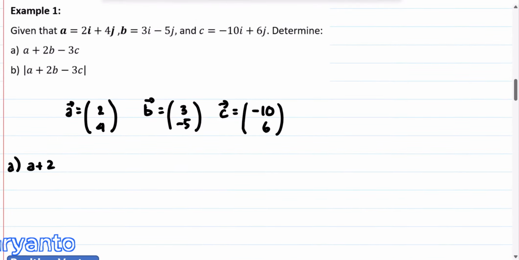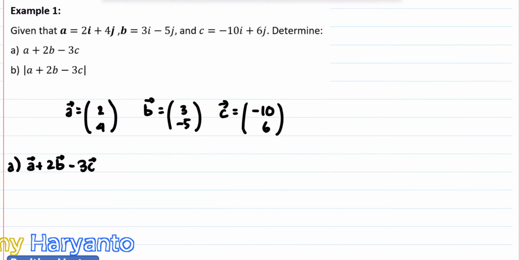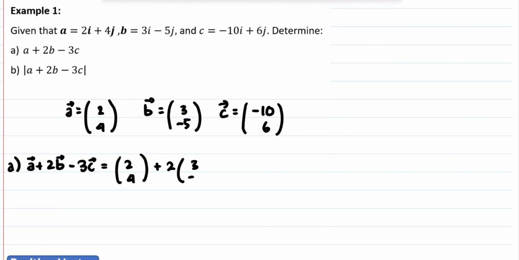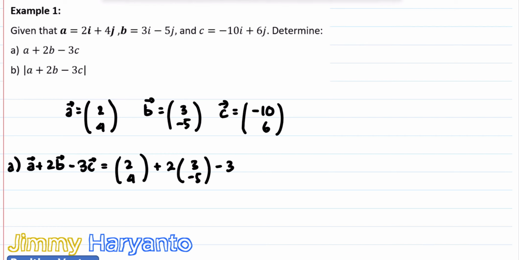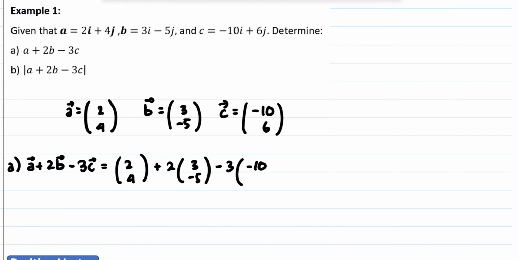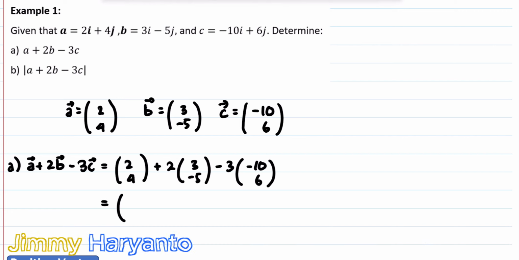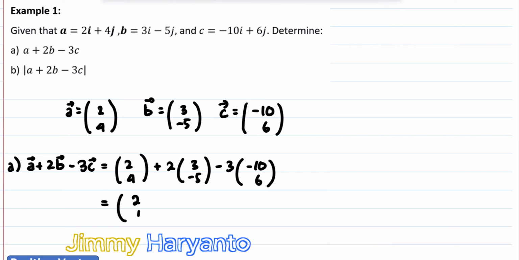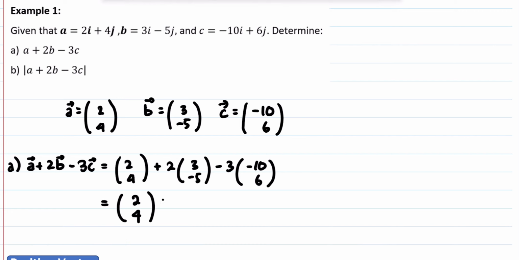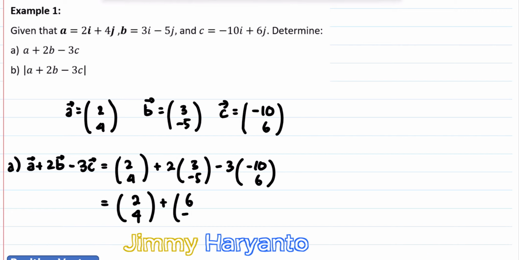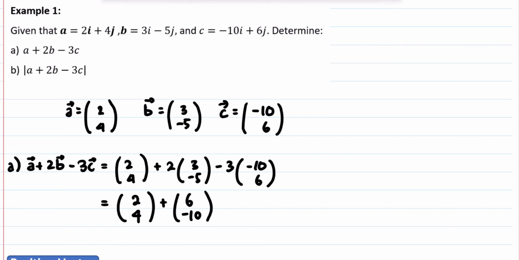A plus 2b minus 3c will be: a is 2 and 4, plus 2 times b, 3 and negative 5, minus 3 times c, negative 10 and 6. So sorry, let's simplify the multiplication first. 2 4 plus 6 and negative 10, and then this one will be negative.